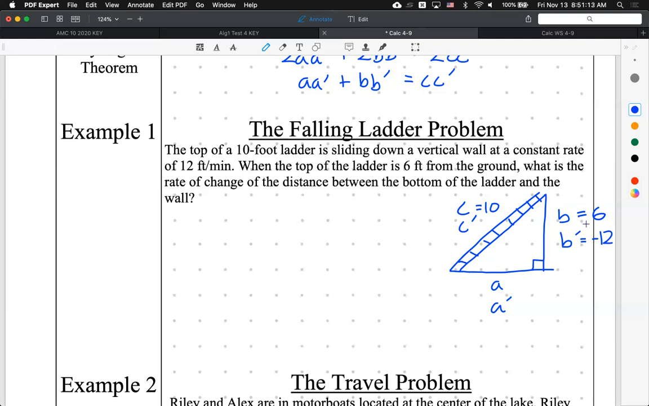Do you see it? What other piece of information is unspoken about this problem that we can list here? It's about C prime. What do we know about C prime?